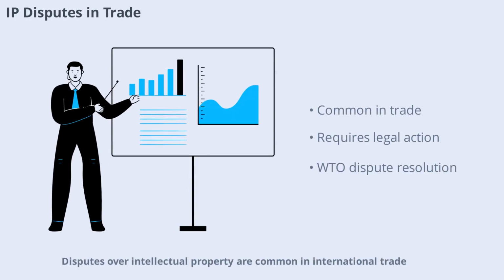Disputes over intellectual property are common in international trade. These can involve allegations of infringement, counterfeiting, or unfair competition. Resolving IP disputes often requires legal action, arbitration, or negotiation between countries. International organizations like the WTO provide mechanisms for settling these conflicts, helping maintain stability in global trade.